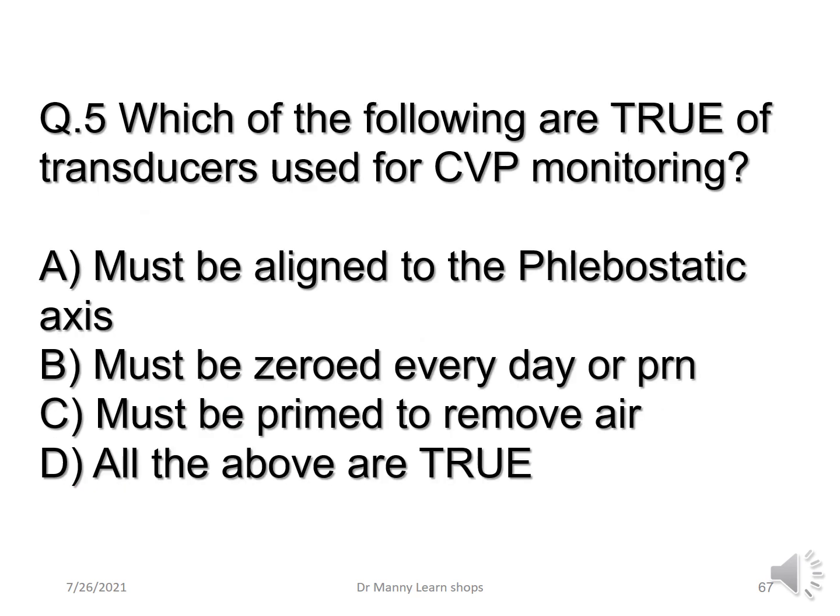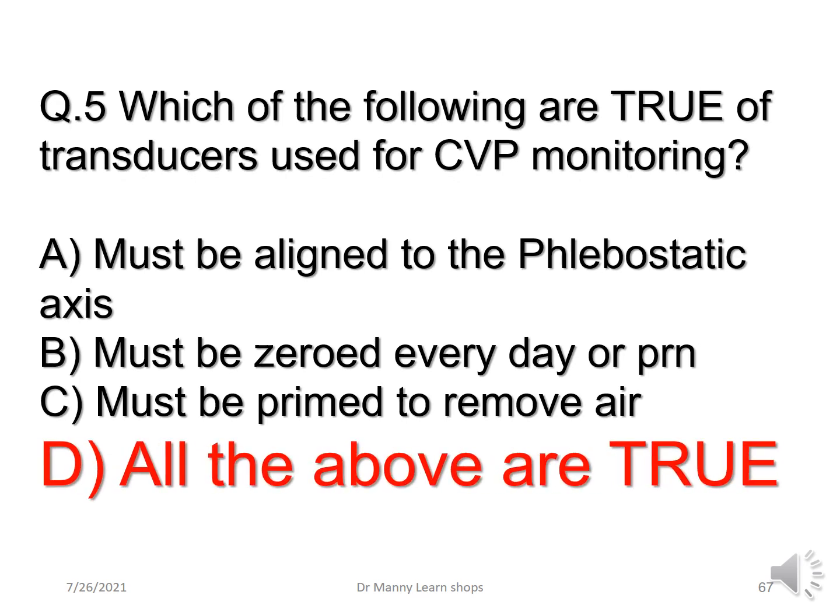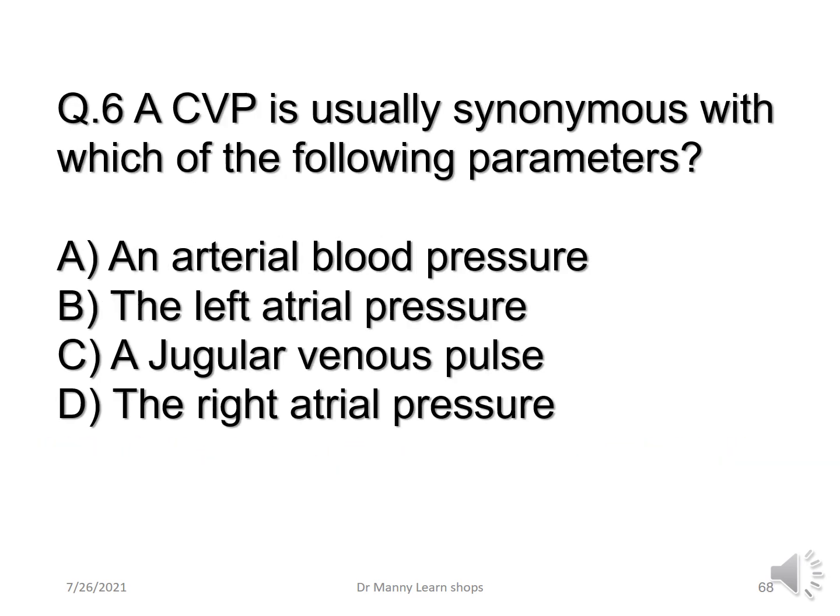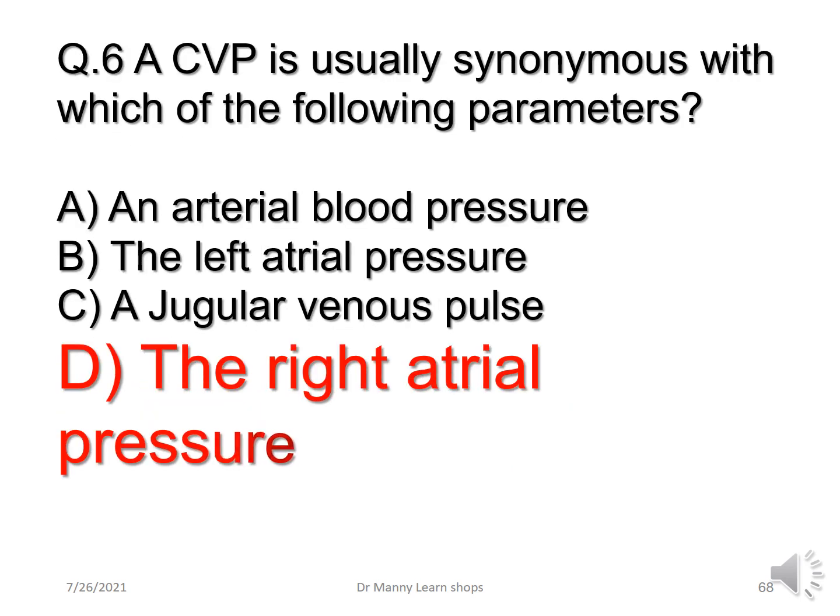Which of the following are true of transducers used for central venous pressure monitoring? They must be aligned to the phlebostatic axis. They must be zeroed every day or as required. They must be primed to remove air. All of the above are true. The correct answer is all of the above are true. Question 6. A CVP is usually synonymous with which of the following parameters? A, an arterial blood pressure, B, the left atrial pressure, C, a jugular venous pressure, D, the right atrial pressure. The correct answer is the right atrial pressure.